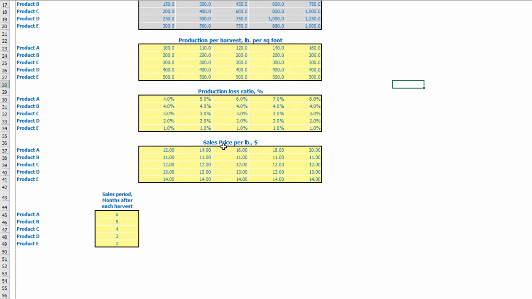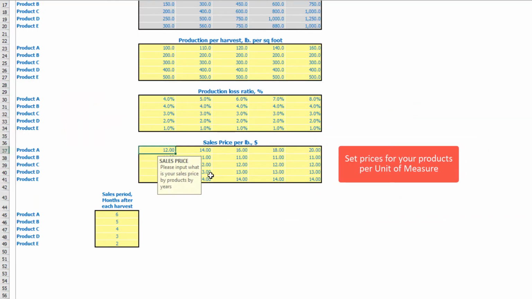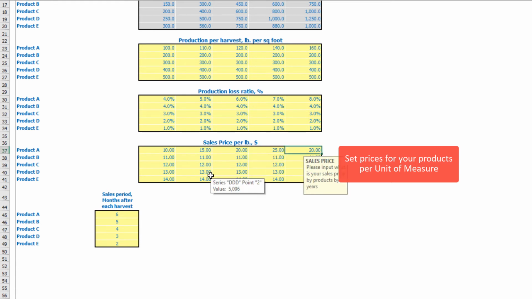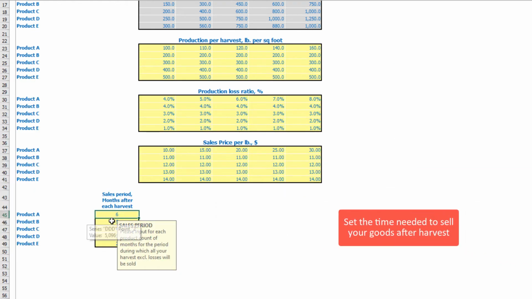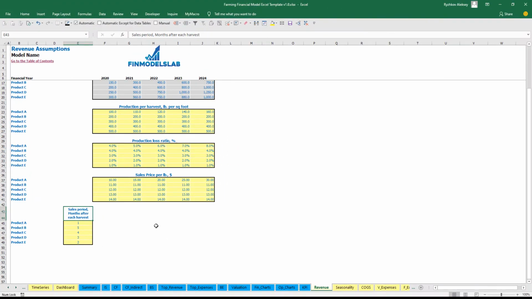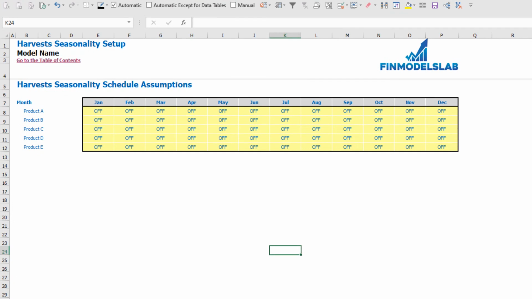So the next step is to set up the sales price per pound. This is also by years, so you can set for example 10, 15, 20, 25 and 30. That's obvious. And the last step on this sheet is to set up the sales period. Means that after harvest you will sell all your production within 6 months. If you don't need this, you can just put 1 month and all the production will be sold within 1 month after the harvest.